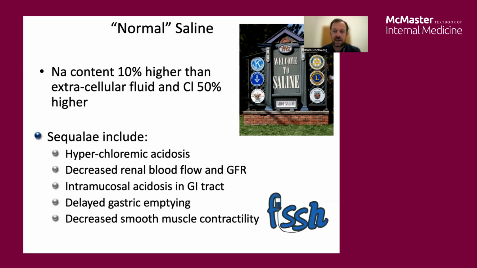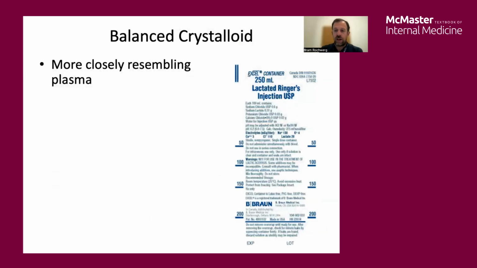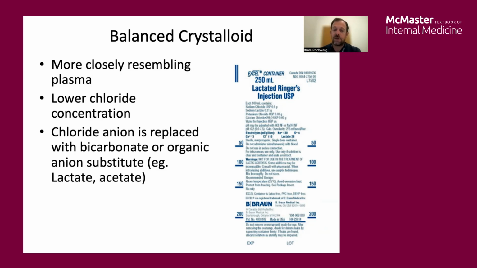We can debate and discuss the impact on clinical endpoints, but at least this higher chloride content has sequelae in in vitro models, including hyperchloremic acidosis, decreased renal blood flow, an impact on gastric emptying, and smooth muscle contractility. We compare normal saline to balanced crystalloids. Balanced crystalloids, and the most common example here is Ringer's lactate, there's others like Ringer's acetate or Plasma-Lyte, are able to achieve a chloride content that more closely resembles plasma, and they're able to do this by replacing chloride anions with organic anions like lactate and acetate.